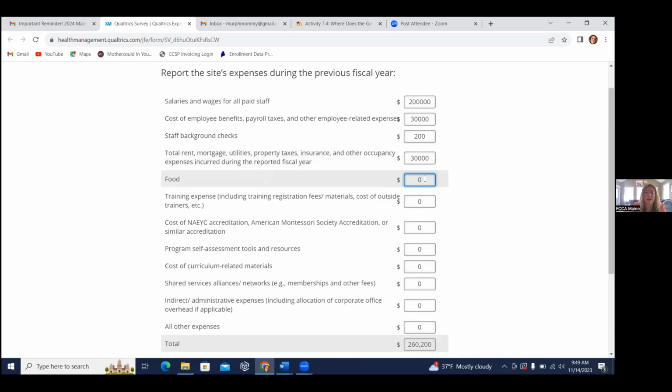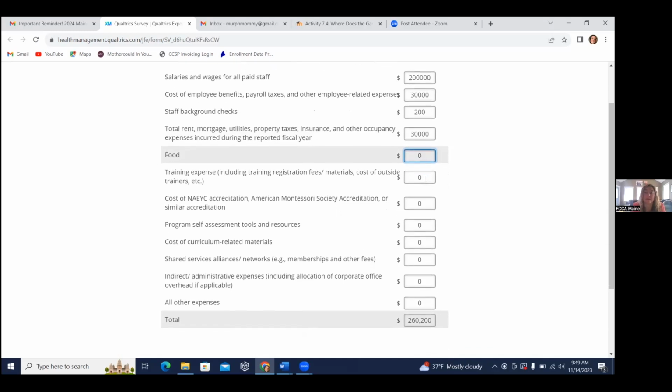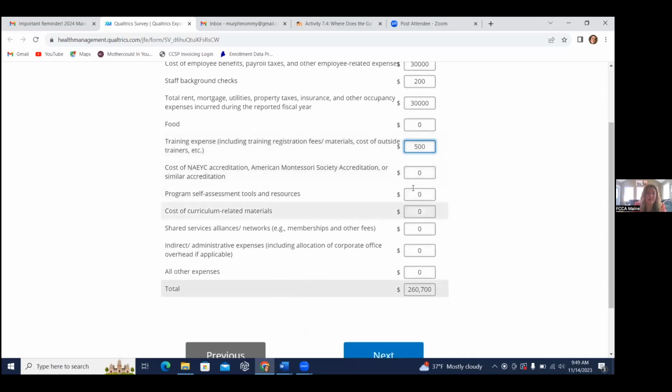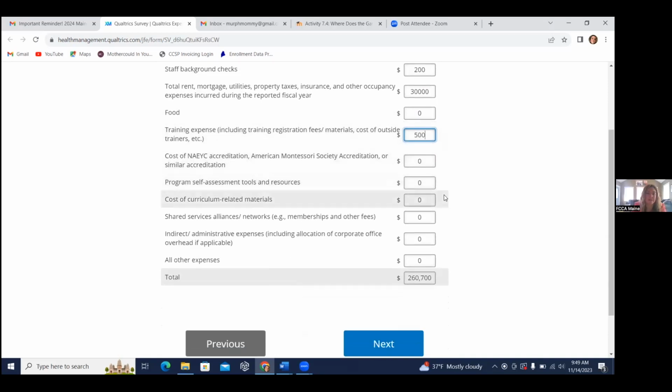With food, we're gonna have people bring their own food to the center. Just makes it easier for this. Parents pack their lunches here at the center. Training expenses, registration fees. We're gonna say 500 to take the staff to a conference. We are not an accredited program but we are working on accreditation. So we're gonna say 50 for that.